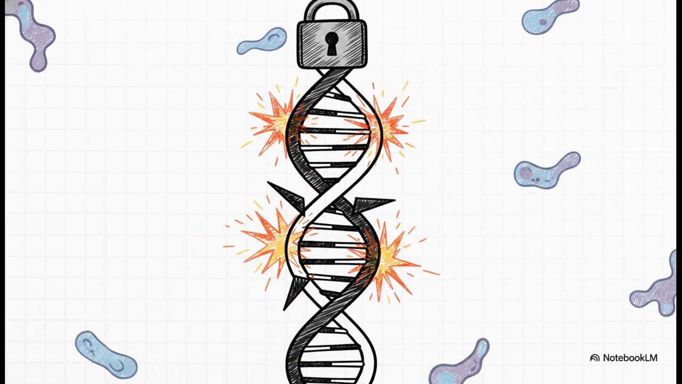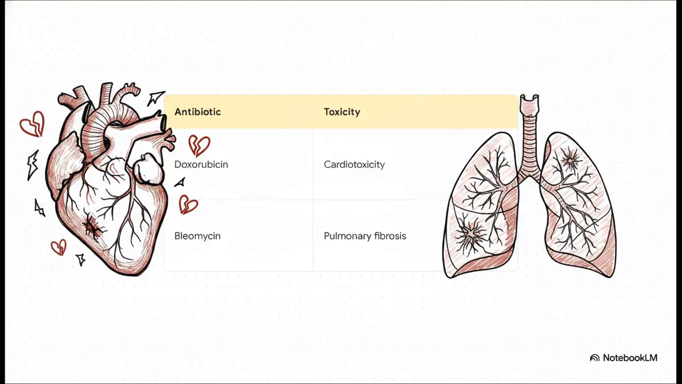They wedge themselves right into the DNA, a process called intercalation. From there, they produce highly damaging free radicals that literally break the DNA strands apart. And they inhibit topoisomerase II, which prevents the DNA from unwinding for replication. They just rip right through the cancer cell's defenses. But of course, with immense power comes severe collateral damage.